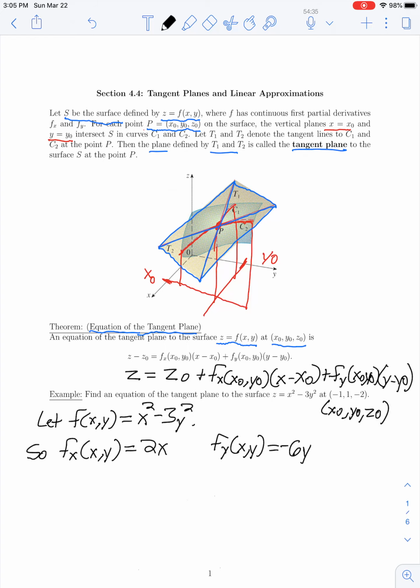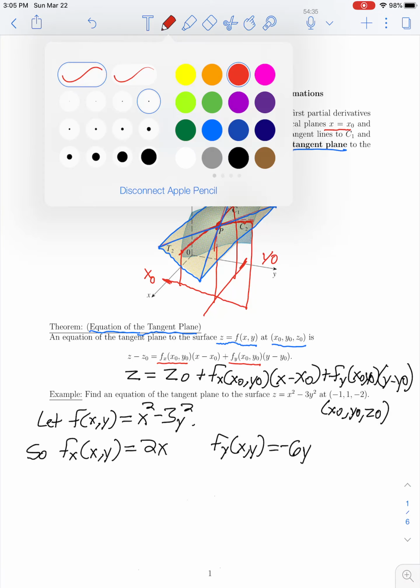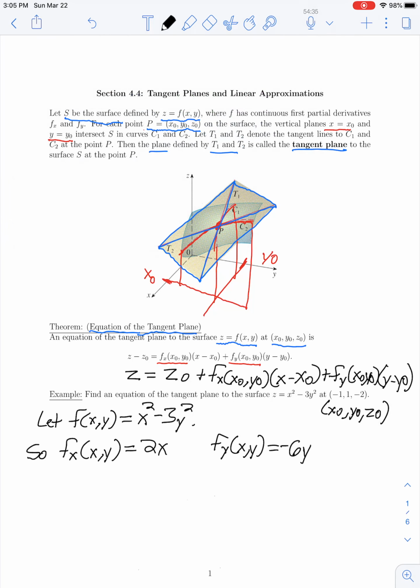Now, if we look back at our equation, we need to evaluate those partial derivatives of f with respect to x and y at the point x naught, y naught, which in this case is the point negative 1, 1. So let's look at these partial derivatives at the point negative 1, 1. Our partial derivative with respect to x is negative 2, and the partial derivative with respect to y at our point is negative 6.